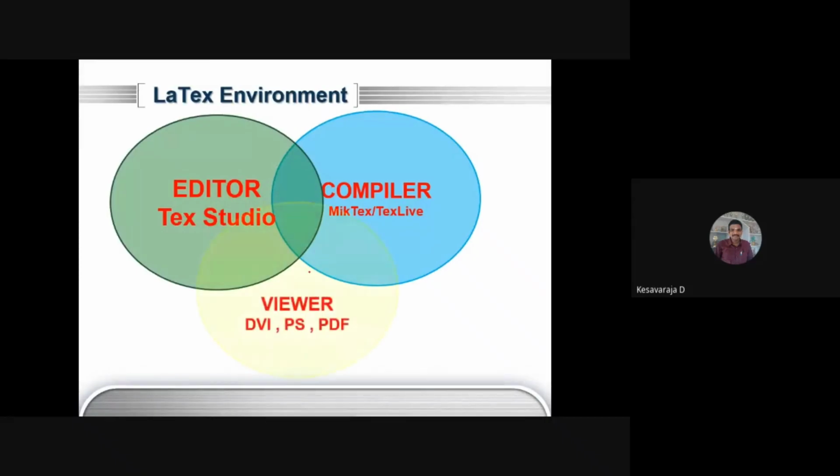Then at last, for viewing the result, there is a DVI viewer, PostScript viewer, otherwise Acrobat Reader. So the combination of these three things will create a LaTeX environment. For creating a LaTeX environment, you need an editor: TeXstudio, TeXmaker, etc. Then a compiler: MiKTeX and TeX Live. Viewers: DVI viewer, PostScript viewer, and PDF, Acrobat Reader. So these are the essential things for creating a LaTeX environment.